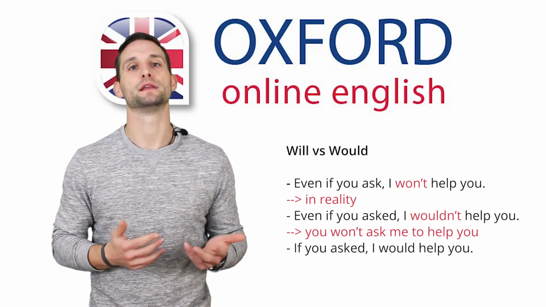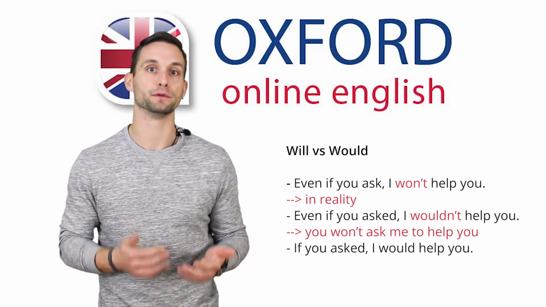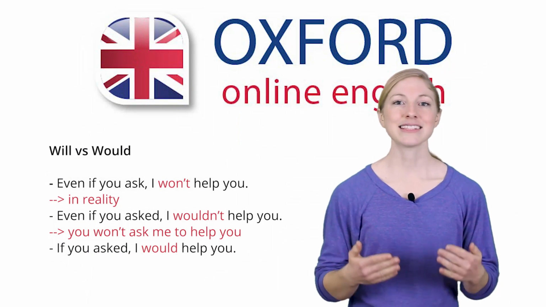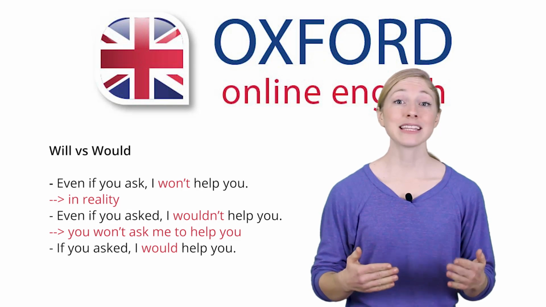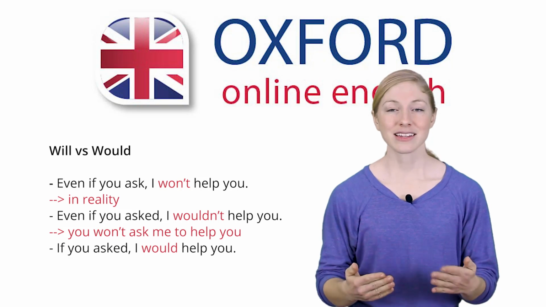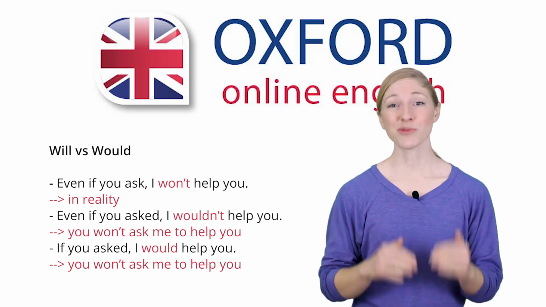This is a sentence that can cause problems. Can you explain why this means that I won't help you in reality, in the future? This sentence is about the imaginary future. Using would means that you don't think this situation will happen. If you asked, I would help you, but I don't think you'll ask, so I don't think I will help you.